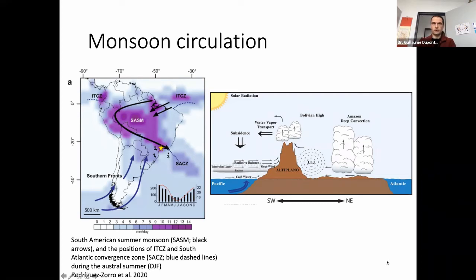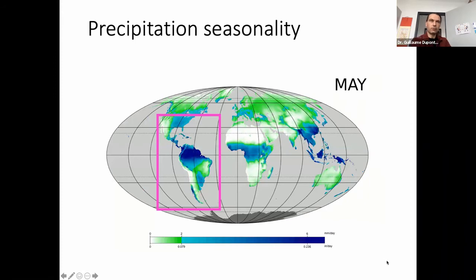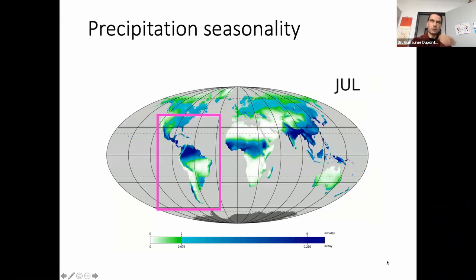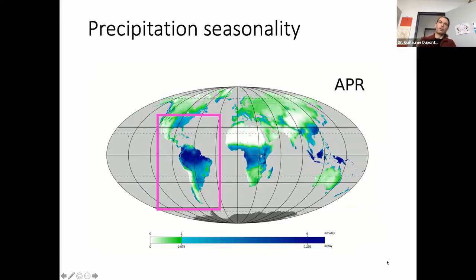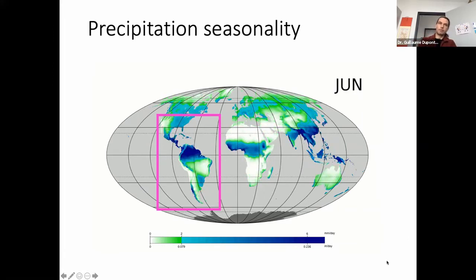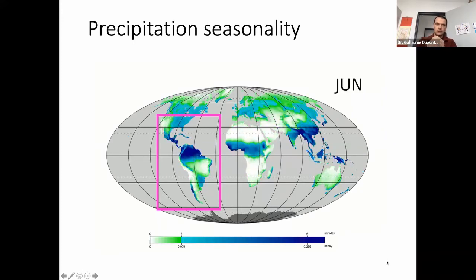So this is what we see here. This is the distribution of rainfall over the year. There you see in the northern summer we have heavy rain in northern South America, and now in the southern summer we have this monsoon and rain mostly south of the equator. So this is associated with the seasonal shift of the intertropical convergence zone and the intense South American summer monsoons in the southern hemisphere summer, which is the boreal winter.